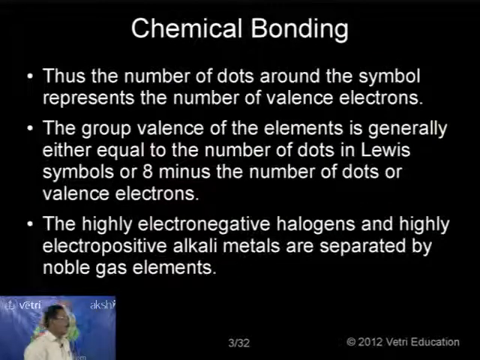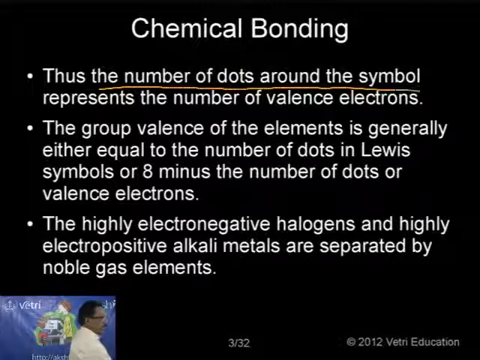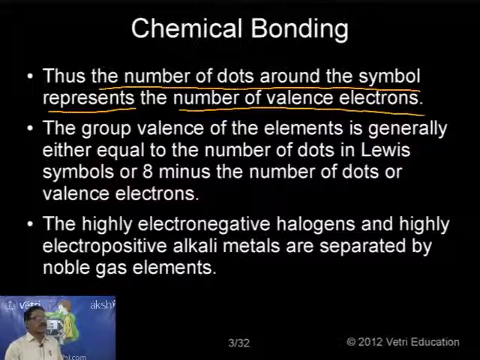So what the theory says, that is the Lewis and Kossel theory says, the number of dots around the symbol represents the number of valency electrons. That is the most important information. What are valency electrons? The electrons which decide the valency, in the outermost shell. So the number of dots around the symbol represents the number of valency electrons. You have seen already lithium, 1 dot, 1 electron. Beryllium, 2 electrons, like that.